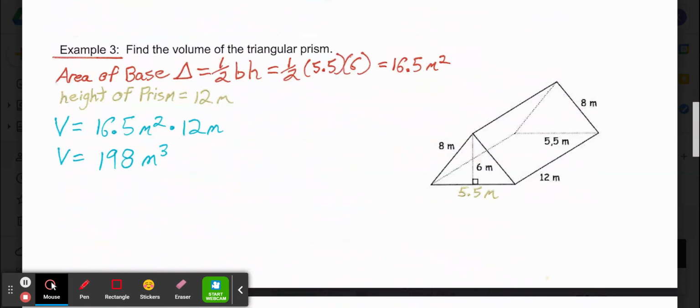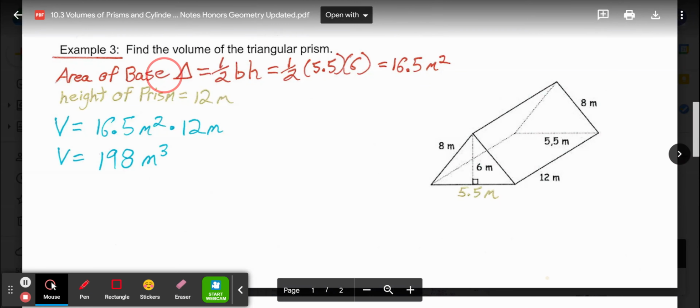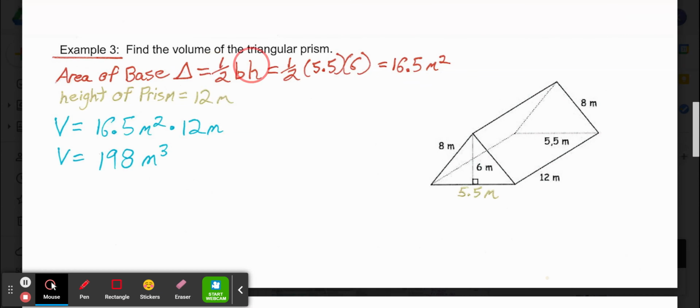Moving on to example 3, a triangular prism. So our area of a base, which is a triangle, is 1/2 base times height. And remember, anytime we're talking base and height, we're dealing with them being perpendicular, meaning they have to meet at 90 degrees. So when I'm thinking about the base of this triangle, it'd be 5.5, the height would be 6. This 8 over here is a slant height of a side, not the base or height of the triangle.